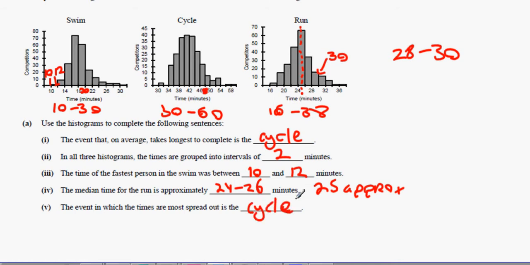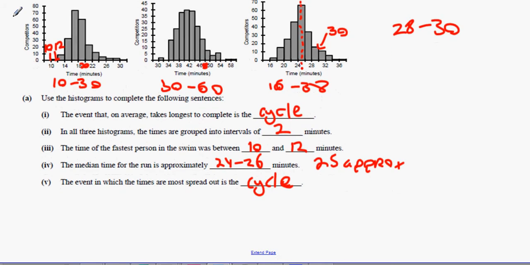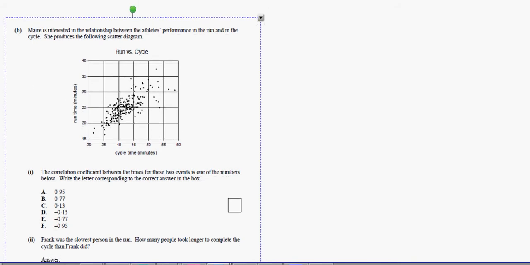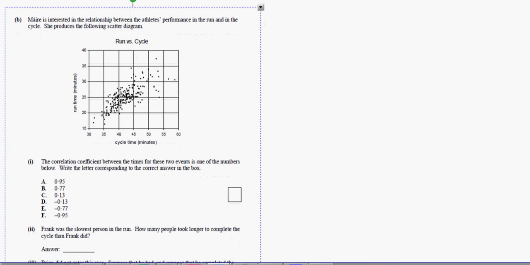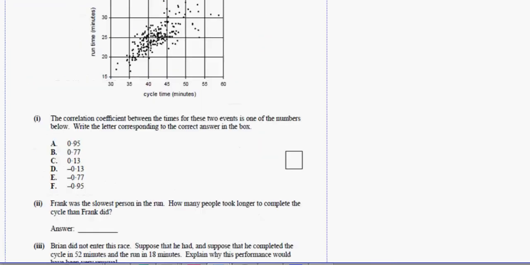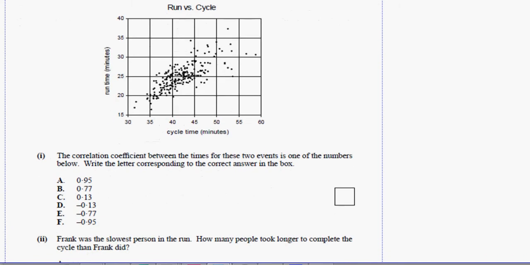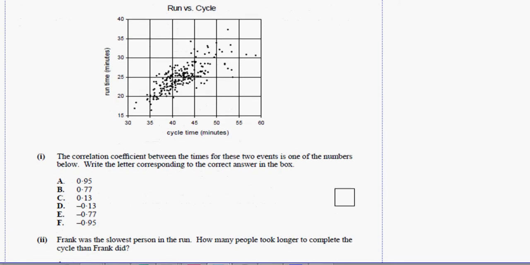Moving on to the next one. Moira is interested in the relationship between athletes' performance in the run and the cycle. She produces the following scatter diagram. Now, the correlation coefficient between the times for these two events is one of the following below. Write down the letter corresponding to any correct answer in the box.